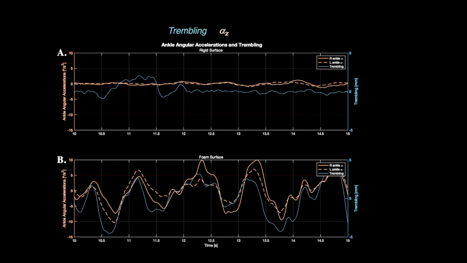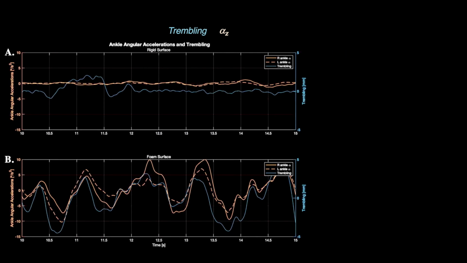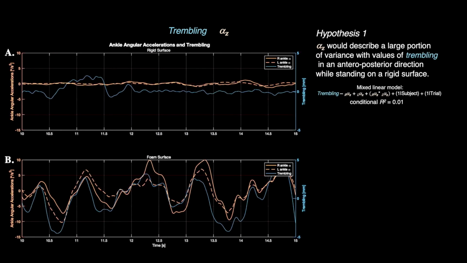This may be different for foam surfaces. Again, same scale here from -15 to 10 degrees per second squared, same scale for trembling, -5 to 5. We see a pretty strong covariation in the trembling values and ankle angular acceleration values here. So again, peach color is ankle angular accelerations, blue is trembling. When one increases, the other increases. When one decreases, the other decreases. And this seems to happen at a zero time lag throughout the duration of the entire trial, which is interesting. This has never been explored. This is a novel finding.